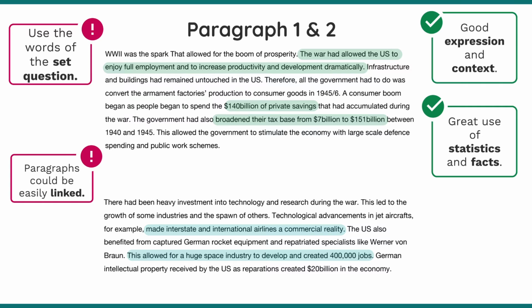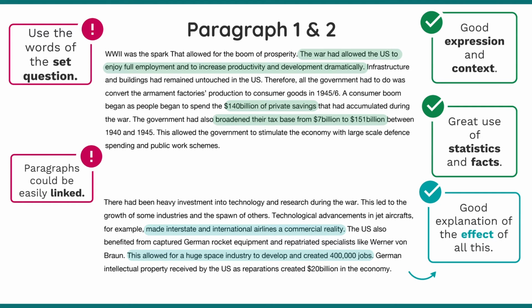Now, while the first paragraph doesn't necessarily use the words of the set question, the second paragraph does talk about the effect of all of these things. That it made interstate and international airlines a commercial reality, that it allowed for a huge space industry and created 400,000 jobs. That in itself is showing the effect of the growing US economy on the US and indeed on the world. But in terms of the words of the set question, you could just make that a little bit clearer and a little bit more explicit. "All of this shows that at this point, the US economy was in a great position of strength." Something like that, using the words of the set question.